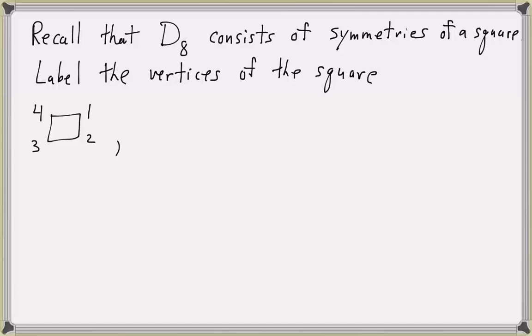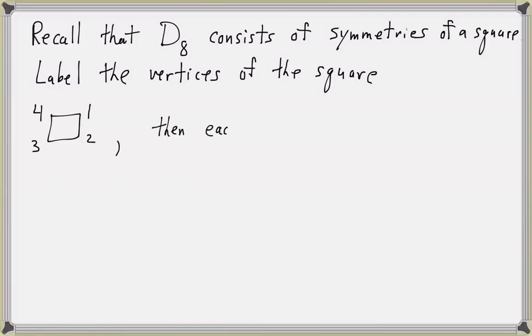Then each element of D8 is a symmetry of the square. It's some way to pick the square up and put it back down so that it takes up the same exact space. And then we can see all the different ways that the vertices can be permuted. And so in this way, we can identify each element of D8 as a permutation of the locations of the vertices. In other words, just a permutation of the numbers 1 through 4.